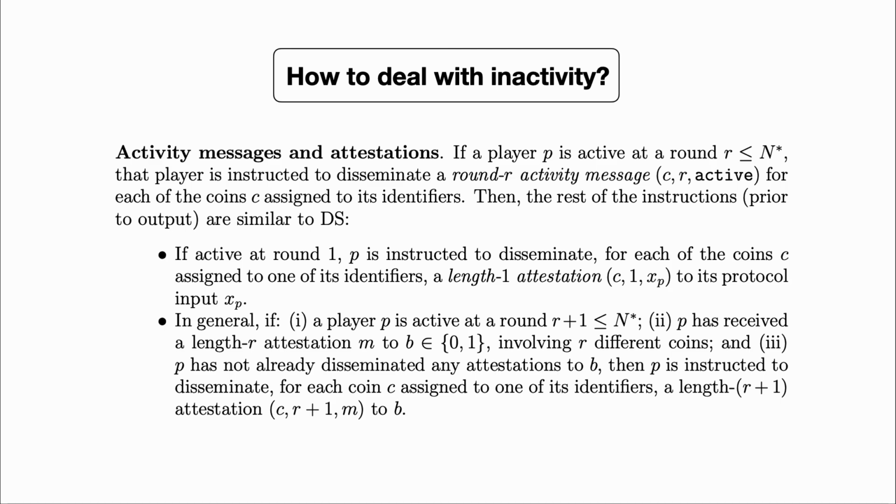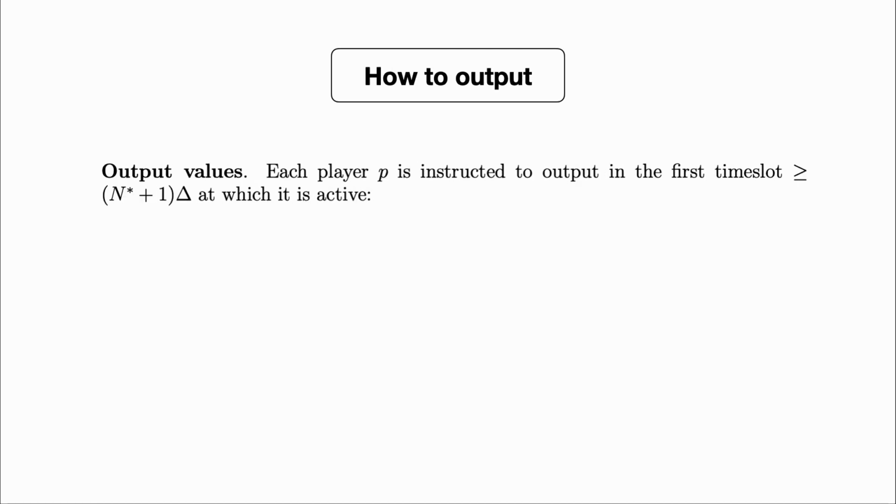Okay, so if you know the Dolev-Strong protocol, then you'll agree this is essentially the same. It's just the same as the Dolev-Strong protocol so far, except that we're sending these extra activity messages. Okay, the difference really comes when it comes to how we should output. So how do we output? Each player P is instructed to output in the first time slot greater than or equal to n star plus 1 delta at which it's active.